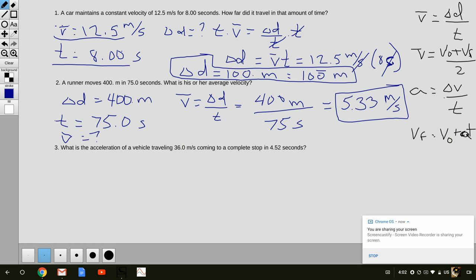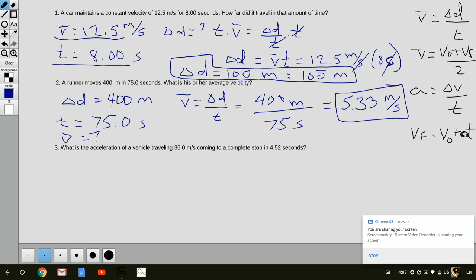Okay. Finally, we come back down to the last one. So this one is dealing with acceleration. The first two we're dealing with constant velocity. Now, I'll give you a hint. Whenever you're dealing with a constant velocity, the equation that we use, that average velocity equals delta D over T, will be the only equation you ever use in that situation.